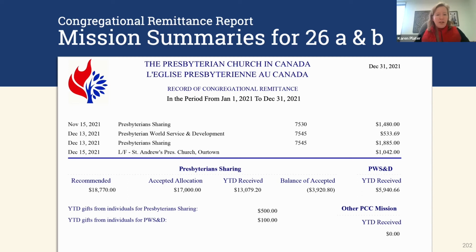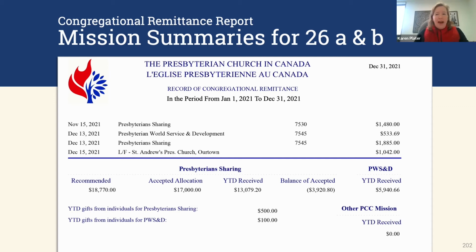So you'll see Presbyterian sharing, the year to date received. So you want to wait until you get your very final congregational remittance report. And it says how much has been received. So the year to date received is what you can put in for Presbyterian sharing. Now here's that's for the other mission, the year to date that you received under PWS&D and the year to date that you received under other PCC mission. You add those two together for the other mission. So just take your final numbers there, and those are the numbers that you can use for that.